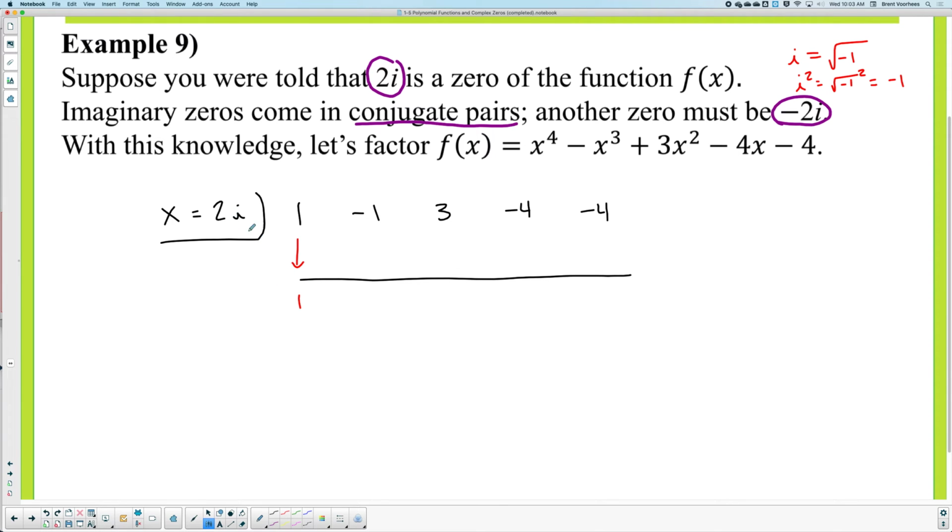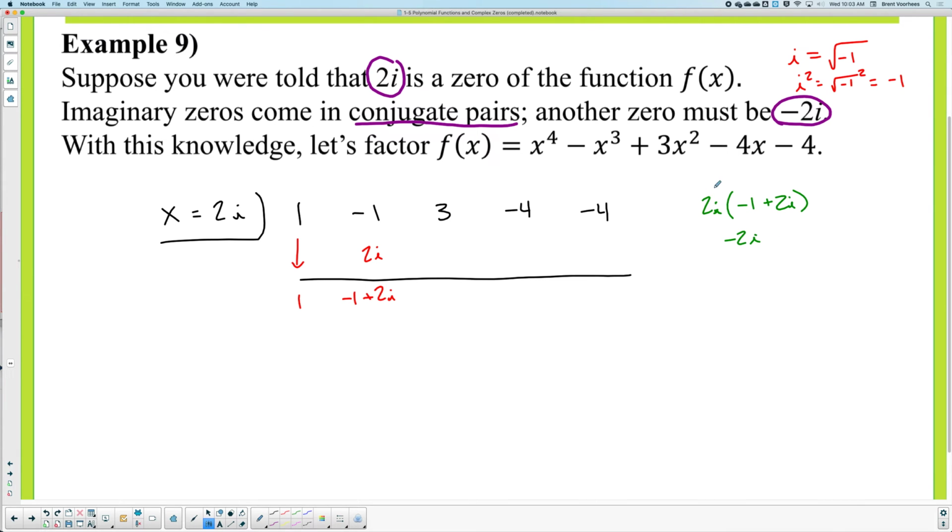All right, what's 1 times 2i? No, 1 times 2i. 2i. Are these like terms? No. So they stay separate. Typically, we write the real number first, the imaginary number second. That's typically the order. Now, we're going to multiply -1 plus 2i. And I'm going to do it over here to help you out. 2i times -1 plus 2i. You distribute that. What's 2i times -1?